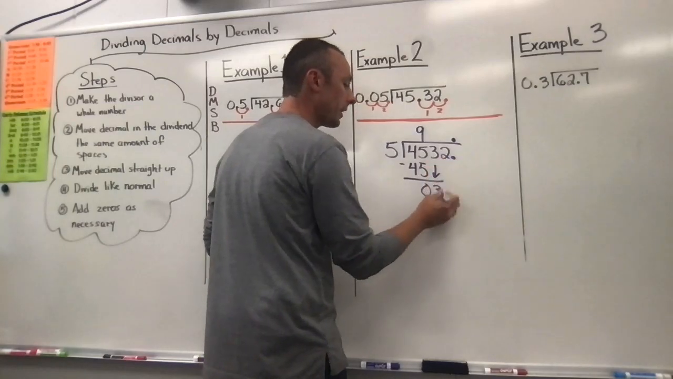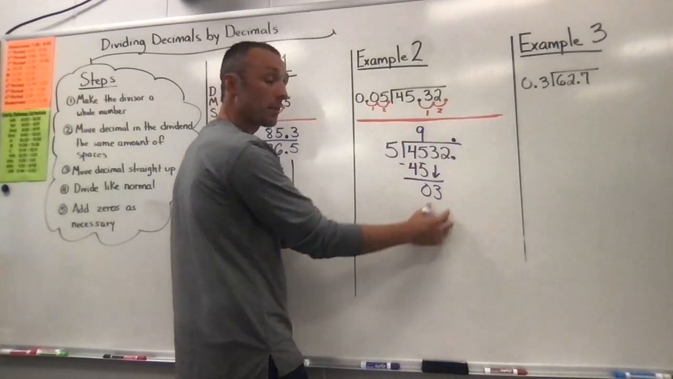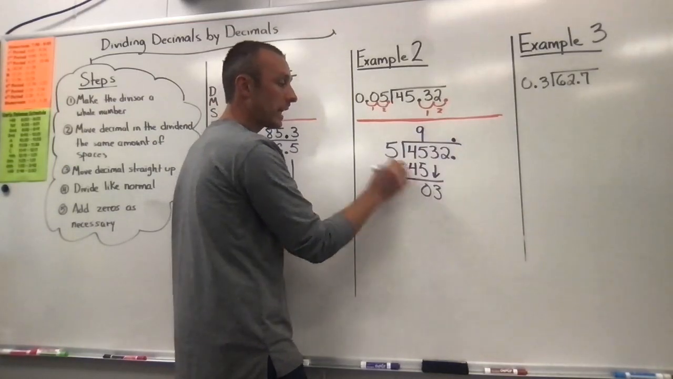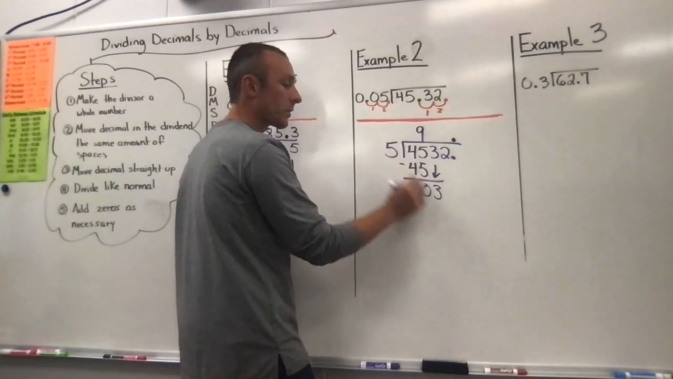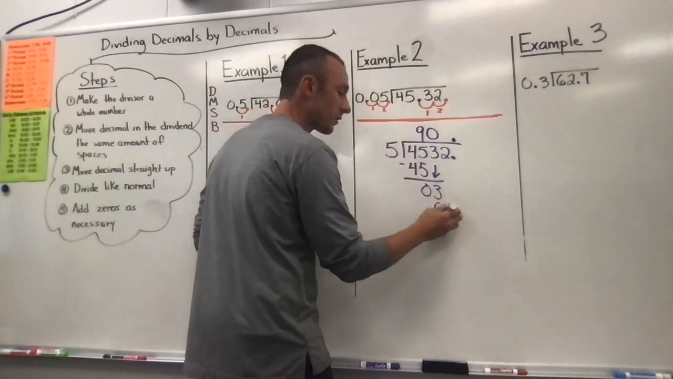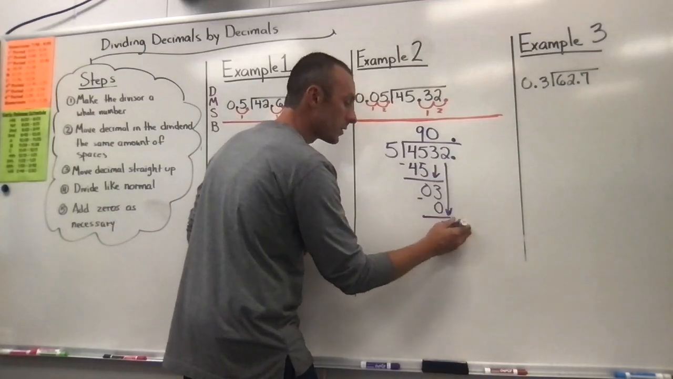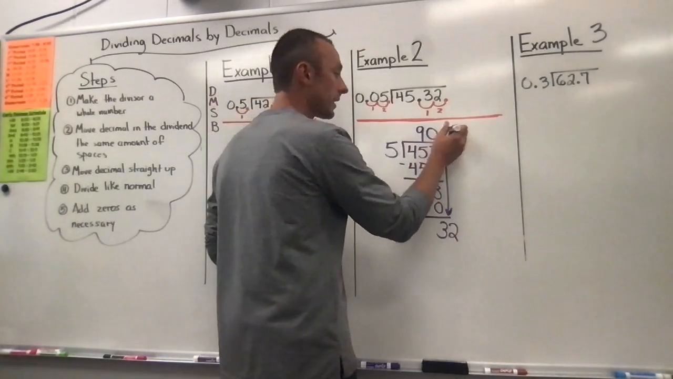Bring down my 3. 5 cannot go into 3. But every time I bring a number down, I have to put another number up in my quotient. So since I brought that 3 down, even though 5 can't go in there, I still have to write a number up here. How many times does 5 go into 3? It goes into 3 0 times. 0 times 5 is 0. I subtract to get 3, and I bring down my 2. 5 goes into 32 6 times.